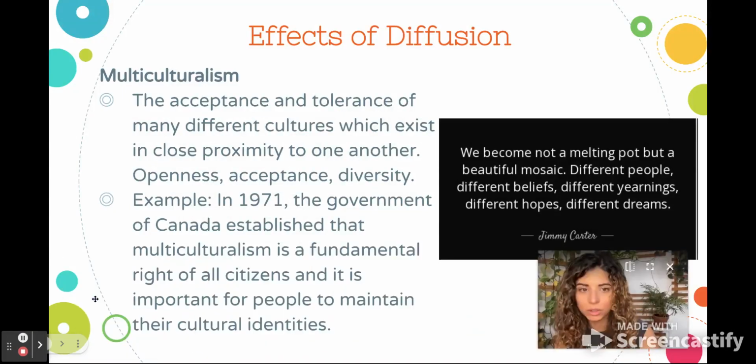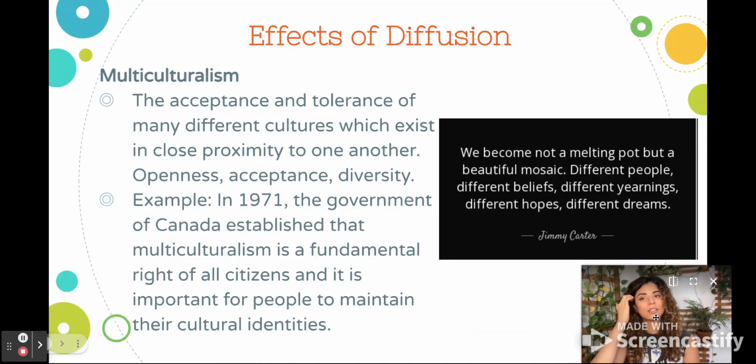Then we have multiculturalism. We touched on this a little bit before. So this is the acceptance and tolerance of many different cultures which exist in close proximity to one another. So multiculturalism is highlighted by openness of others, acceptance of others, and being open to diversity. So one example, in 1971, the government of Canada established that multiculturalism is a fundamental right of all its citizens, and it is important for people to maintain their cultural identities.